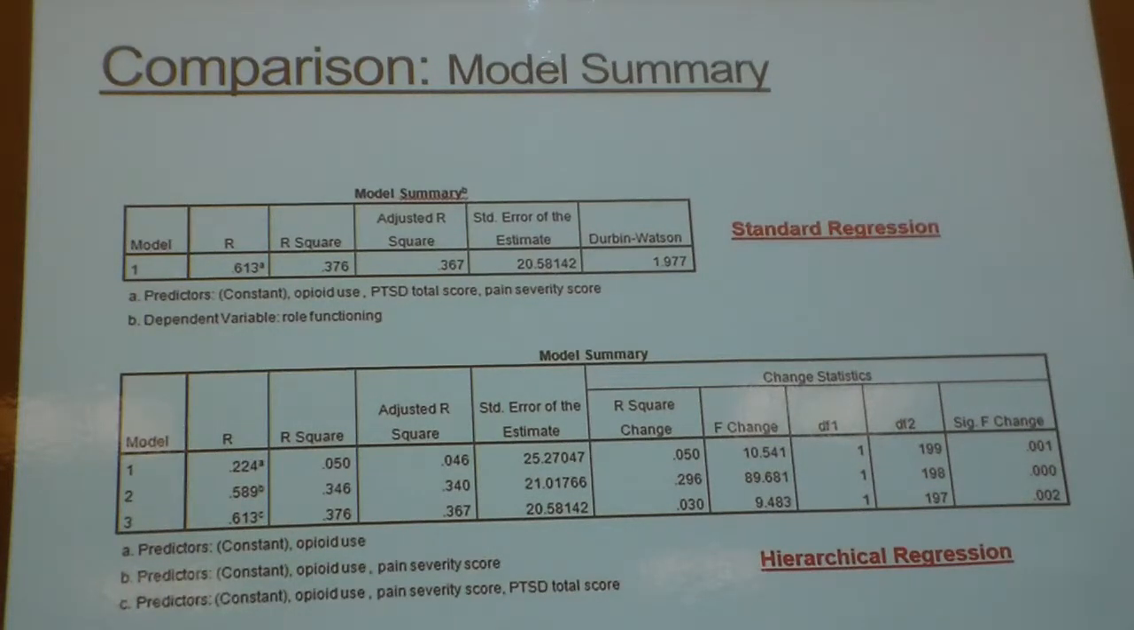Then if we go down here, we look at model 3. This is just saying that a model with opiate use, pain severity, and PTSD total accounts for about 38% of the variability in my outcome. The addition of PTSD adds about 3% of the variability in my outcome. It looks like that change, that 3% increase, is also statistically significant.